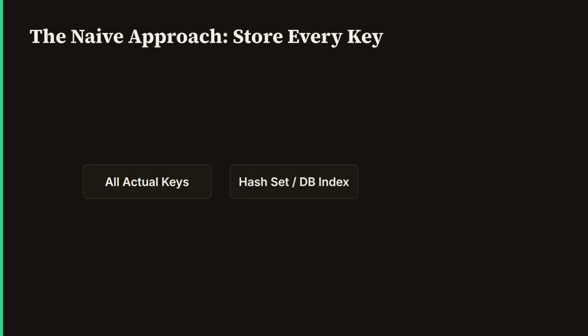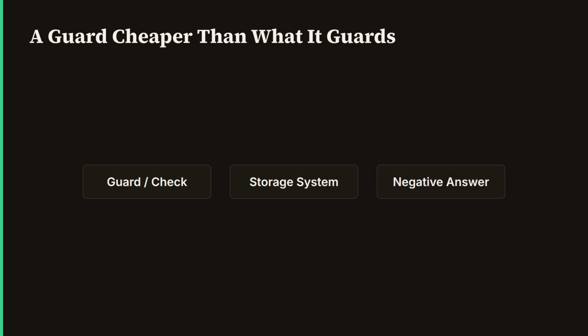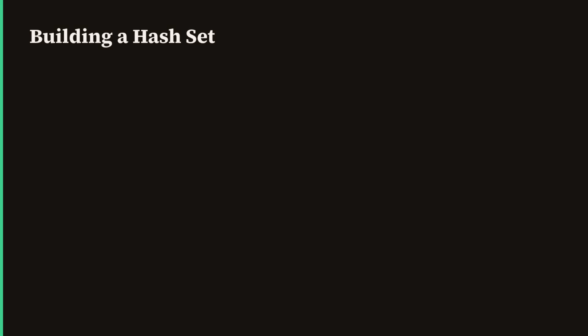That asymmetry matters, because storing every actual key in a hash set or a database index to get a perfect answer means paying for memory that scales with the size of your entire dataset. If the guard in front of your storage is as expensive as the storage itself, it is not guarding anything. What you need is a check that is smaller and faster than the system it protects, and that never lies about a negative.